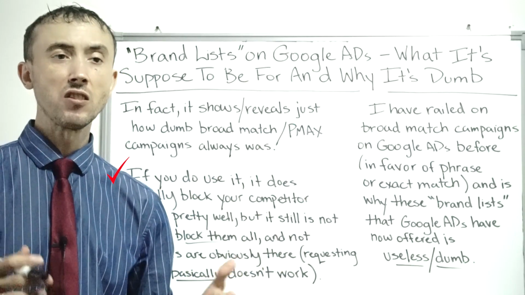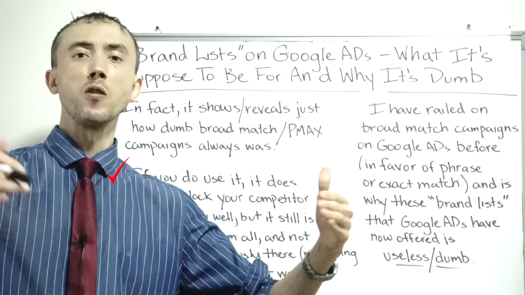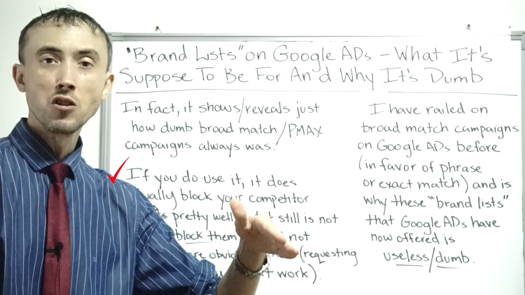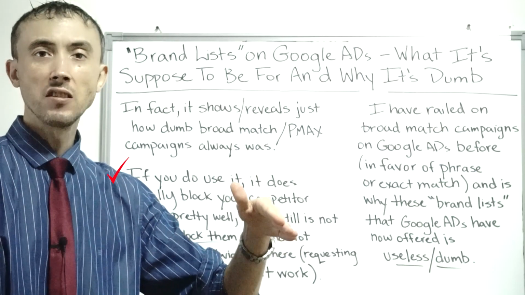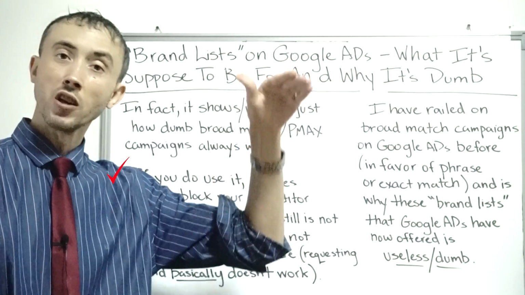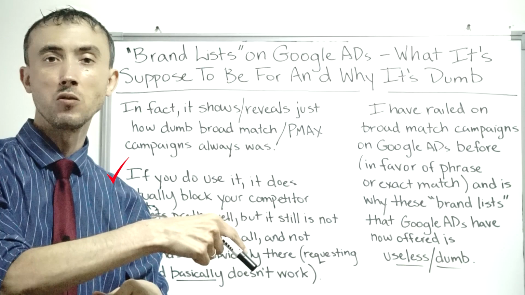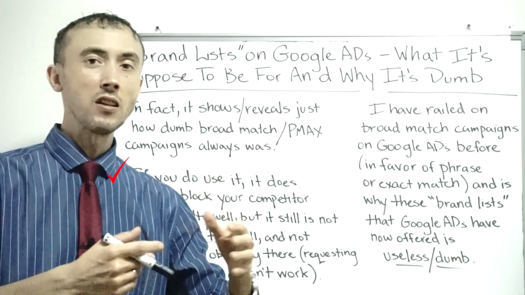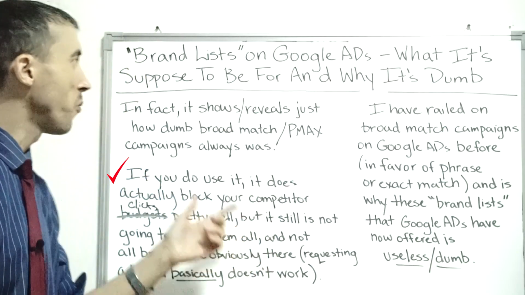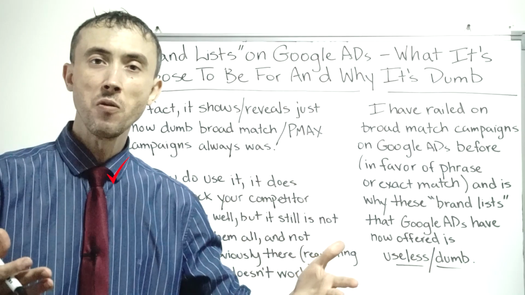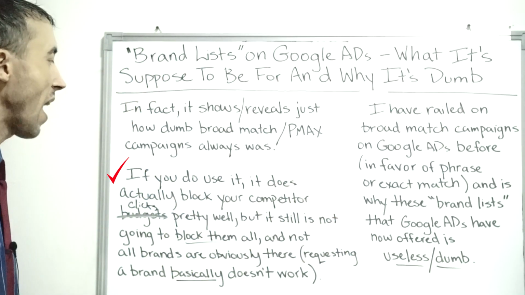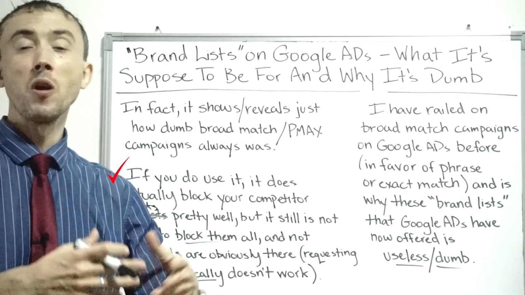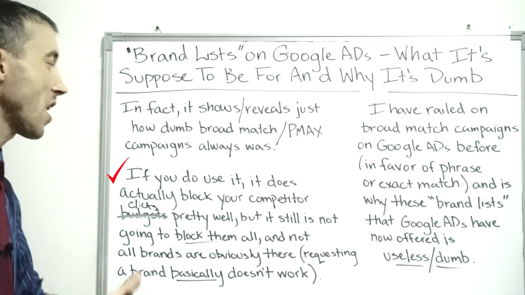because of the 60 to 80% that it does catch, it's the searches that get searched over and over again, and therefore it's easy to block those searches anyway. Looking at your search terms report, it's easy to pick those out and add them as negative keywords. The hard ones to add are the ones that only get searched once in a while, which the brand list doesn't even get rid of. So again, you're better off adding the negative keywords.